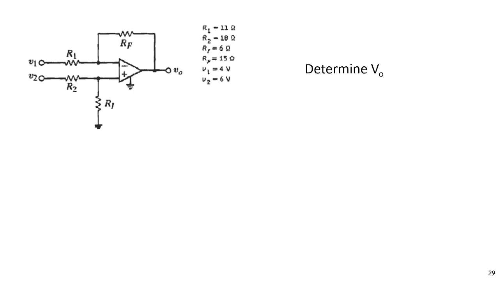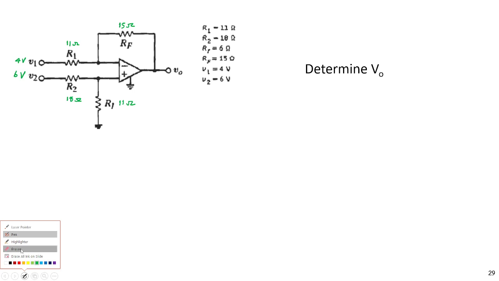Okay, how about this circuit? Determine V out. R1 is 11 ohm, R2 is 18 ohm, and RF is 6 ohm. Here, RF. And R1, this should be R1, right? 11 ohm. V1 is 4 volt, 6 volt. But RF 15, right? Sorry. RF 15. 15 volt. R1, R2, what is R3, right? R3, 6 ohm. This is 6 ohm.